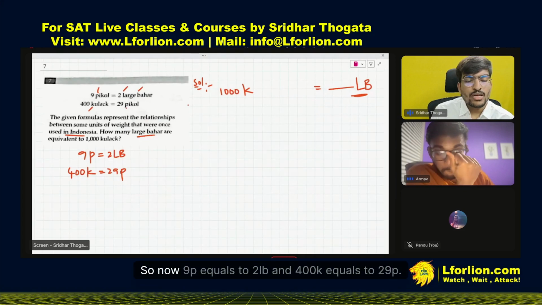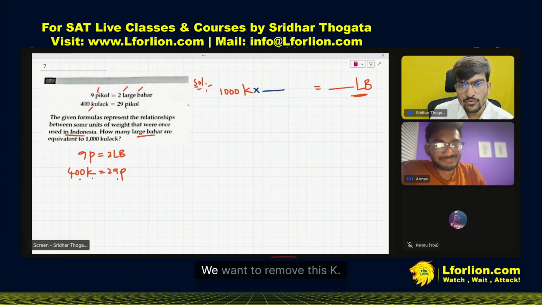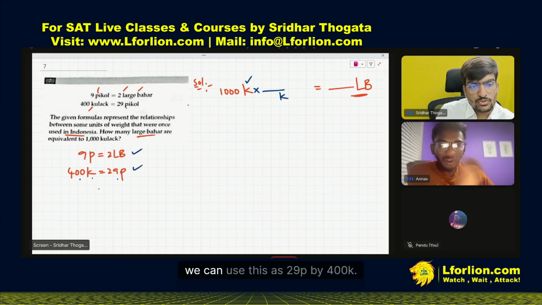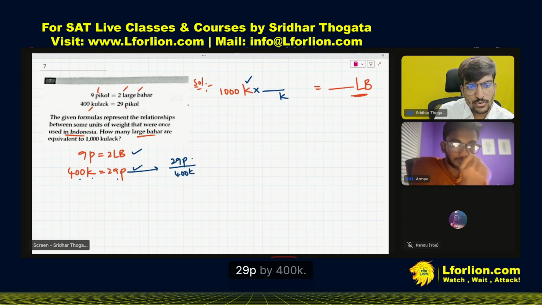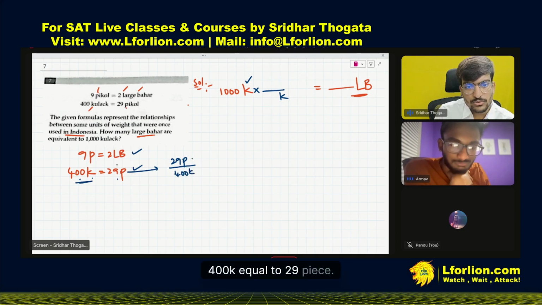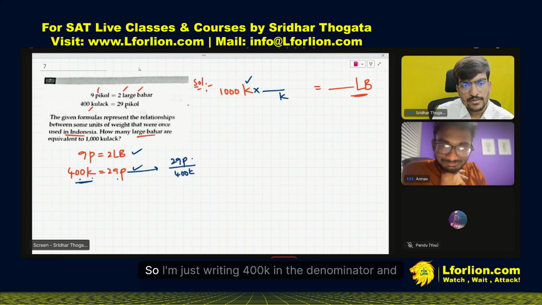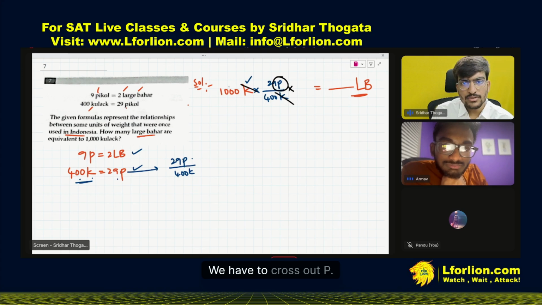Yeah. So now 9p equals 2LB and 400k equals 29p. We want to remove this k, so k must come in the denominator, and we can use this as 29p by 400k. Both are the same, 29p by 400k, since 400k equals 29p. So I'm writing 400k in the denominator and 29p. Can you tell me in the same way what I need to write here now? Cancel, p is there. We have to cross out p.